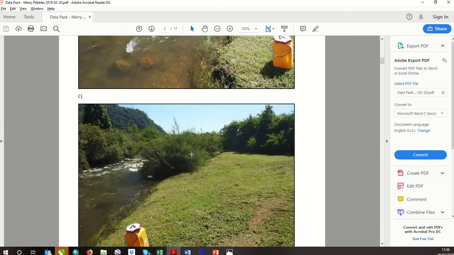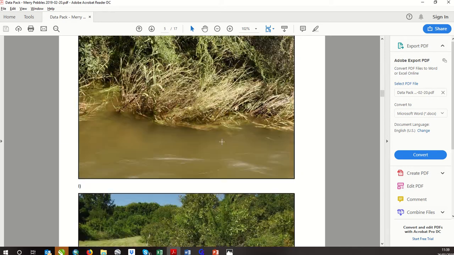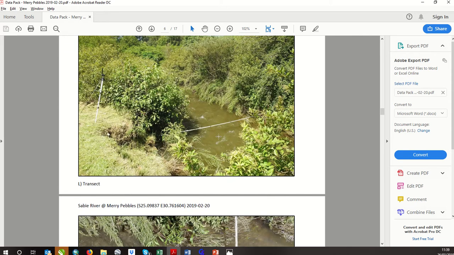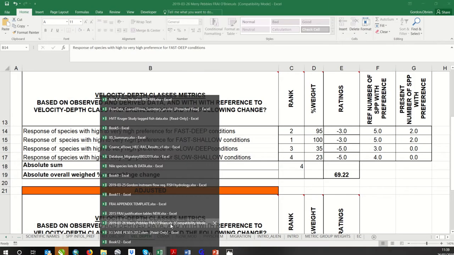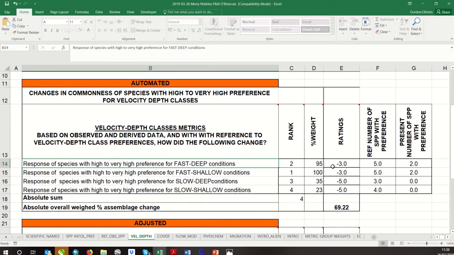You see, fast deep and fast shallow habitats are very common. And if you look at the video, you'll see as well that even over this cross section where they did the cross section, they're very common. So in other words, by saying that the reason for the change in the fish communities is because of this high loss of species that have a preference for fast deep condition, I don't agree with that. I think that is incorrect, that fast deep habitats are still very common and available in the habitat. You with me?